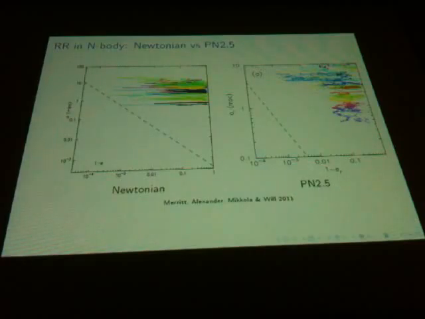However, the surprise was when we introduced all the post-Newtonian terms up to 2.5. So this includes the Schwarzschild precession. This is a non-spinning black hole. Spin will not matter much for these types of investigations. And it includes also gravitational wave emission. The idea was to try and reproduce an EMRI.